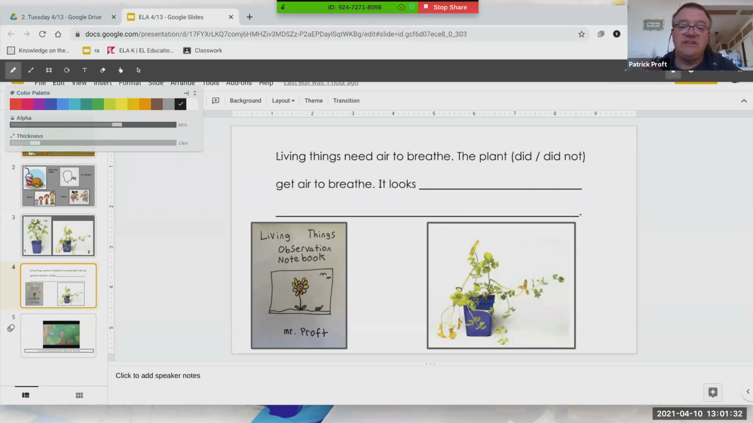You could say that it looks wilted. You could talk about the leaves being kind of shriveled and brown. You could say it looks sick. You could say it looks unhealthy. Bunch of different words you could use. So talk to your grown-up at home or whoever your learning buddy is and have them help you describe how that plant looks. All right, and you're going to record those observations in your notebook. Okay, easy peasy lemon squeezy.